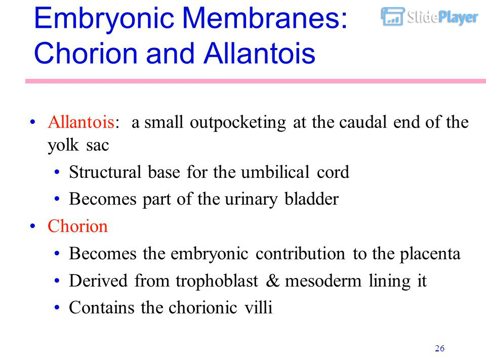Embryonic membranes, chorion and allantois. Allantois, a small outpocketing at the caudal end of the yolk sac. Structural base for the umbilical cord. Becomes part of the urinary bladder. Chorion. Becomes the embryonic contribution to the placenta. Derived from trophoblast and mesoderm lining it. Contains the chorionic villi.